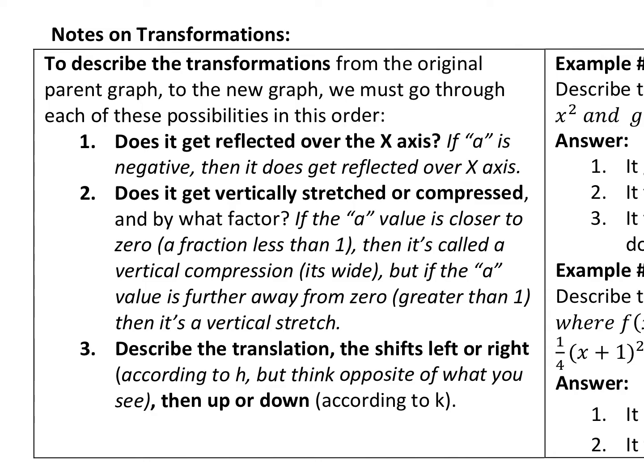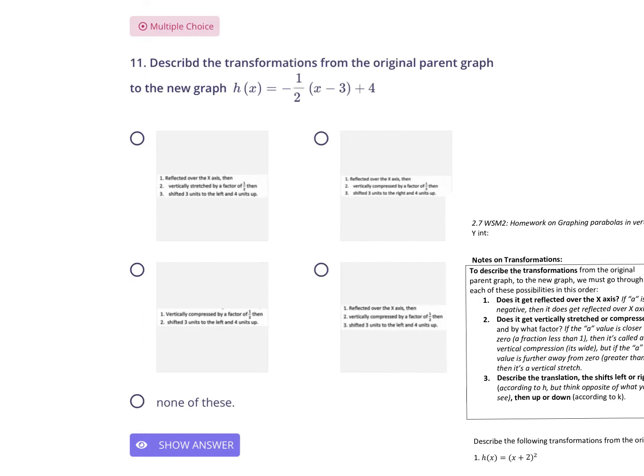And last but not least is your h and k shift, where it says describe the translation, the shifts: left or right according to h, but think opposite of what you see, and then up or down according to k. You take that for what it is. So let's go through those possibilities on this particular question.